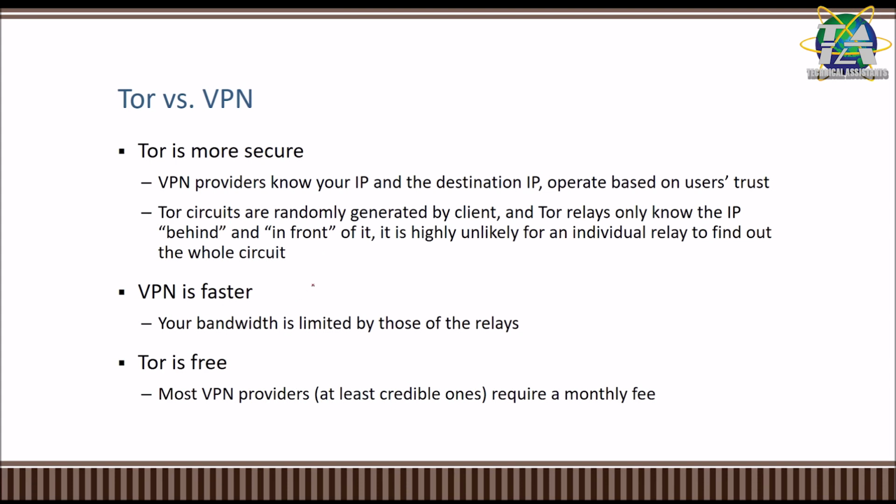Another difference between Tor and VPN is that VPN is considered much faster than Tor. As I said before, Tor is actually volunteer based, which means each relay is hosted by a volunteer. So your bandwidth is really limited by the relays that you randomly selected. So let's say you're so unlucky that you got a relay with a very bad internet speed. Then your bandwidth is really limited by that one relay.